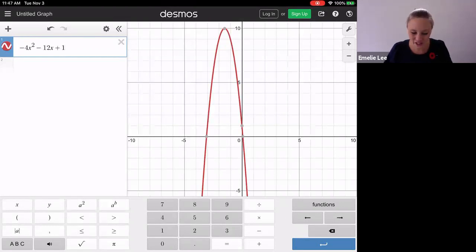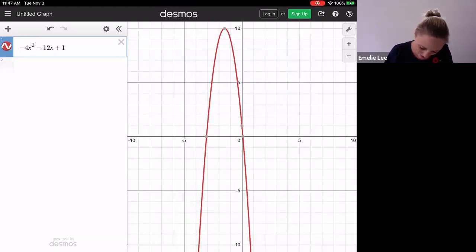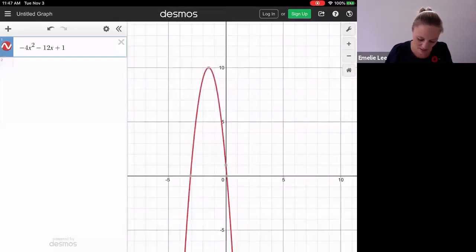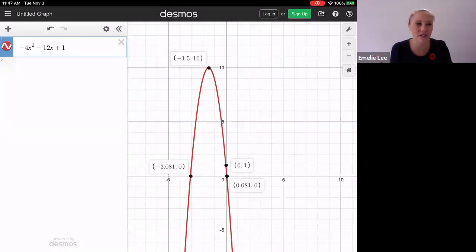Okay, we can cheat and just have a look. The vertex looks the same as what we found, so that's a good thing. All the intercepts look the same, so we're on the right track, right? So that's very exciting.